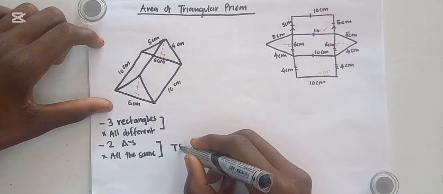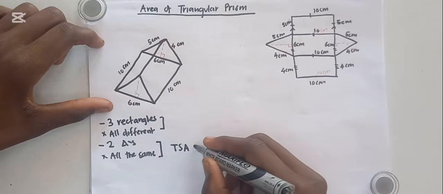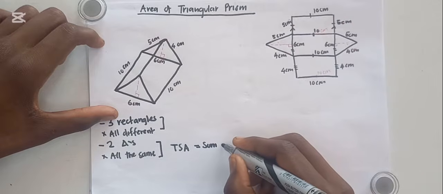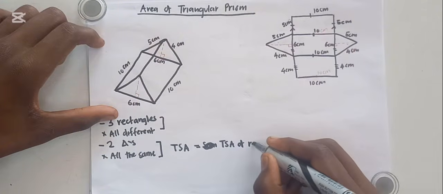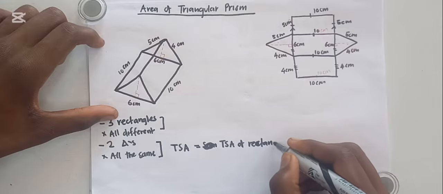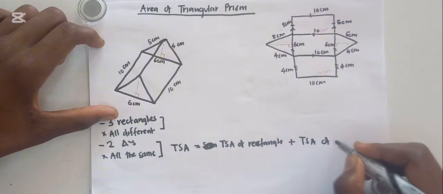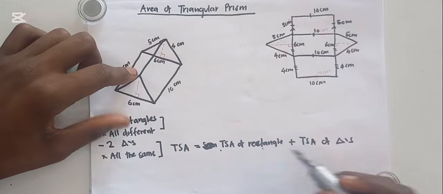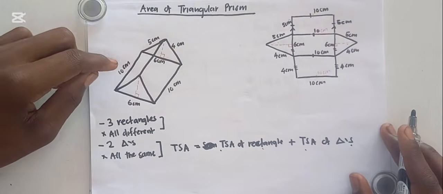The total surface area of a triangular prism is going to be equal to the total surface area of the rectangles plus the total surface area of the triangles. So if you can find the total surface area of these rectangles and the total surface area of these triangles, then we are done with the area of a triangular prism.